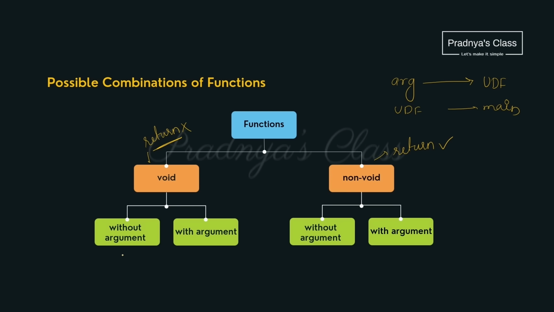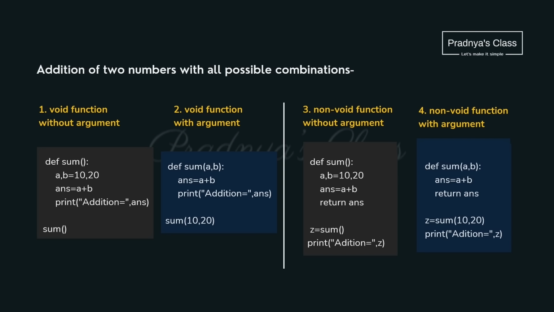Based on that, again there will be 2 types, without argument and with argument. In the same way, if you are returning a value back, then also you have 2 options, without argument and with argument. If this seems complicated to you, look at these examples. The same examples are written in all 4 combinations. This is a simple program for addition of 2 numbers.